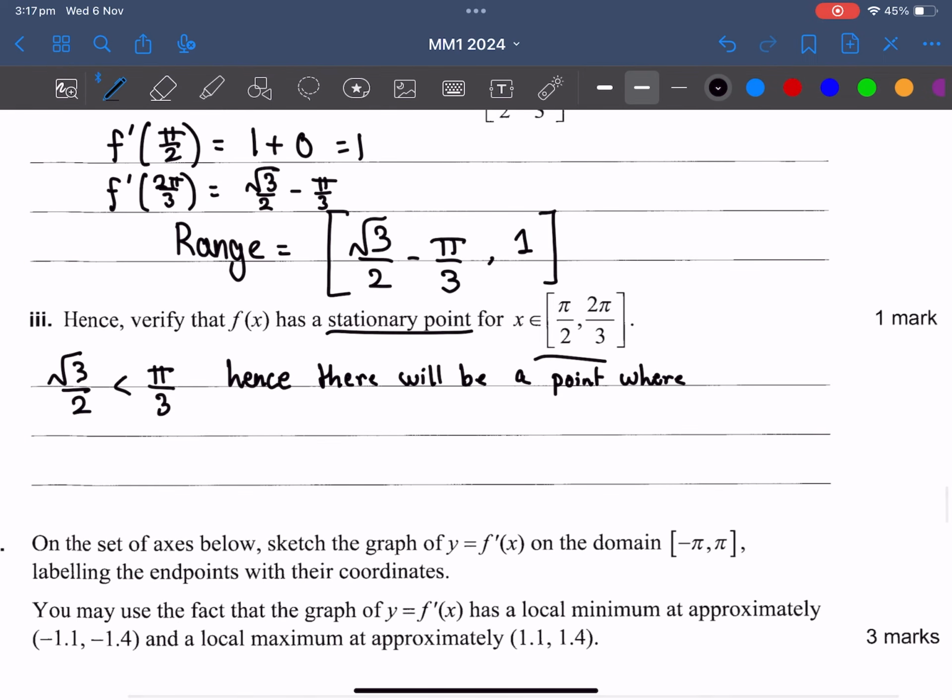Okay, hence there will be a point where f dash of x is equal to 0, which results in a stationary point. Okay, right?